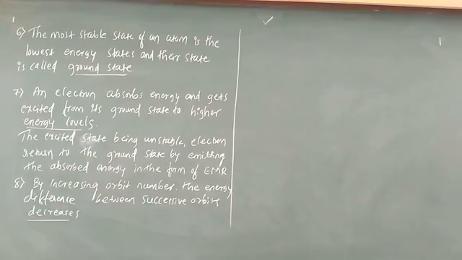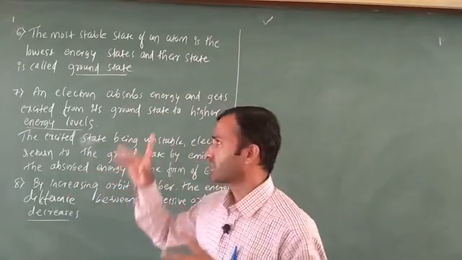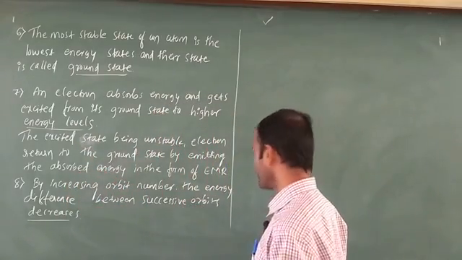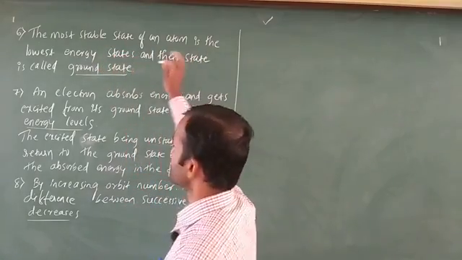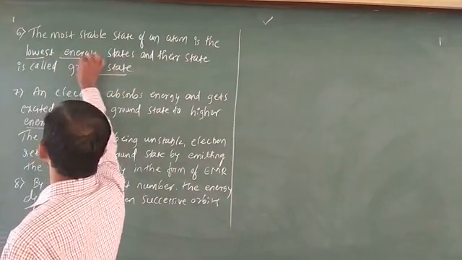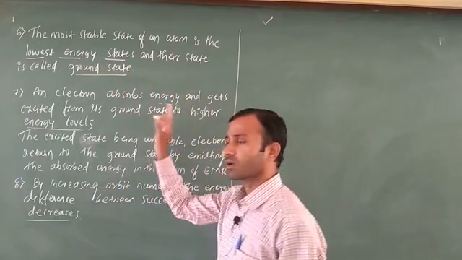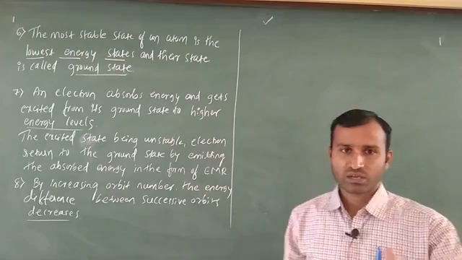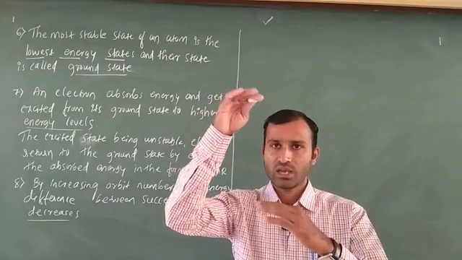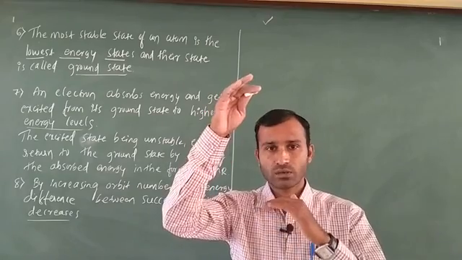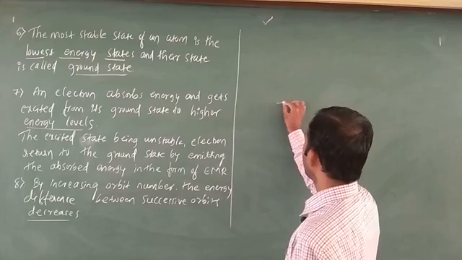Okay friends, 5 postulates are completed. The next one is the 6th: the most stable state of an atom is the lowest energy state, and that state is called the ground state. Two states are there, one is the ground state, another one is the excited state. Excited state means higher energy, ground state means lower energy.